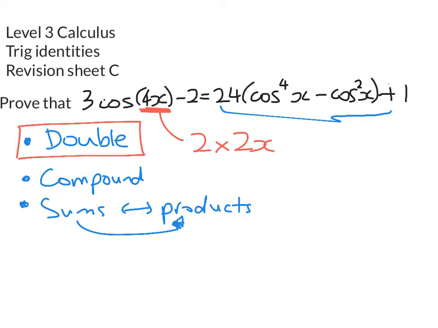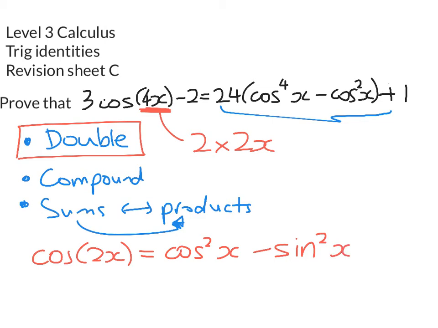Okay, so cos of 2x has got 3 versions. They'll all come in handy at different times. The first one, probably the least useful one, unless you're desperate, is cos squared x minus sine squared x. The next one is 1 minus 2 sine squared of x. And the last one is 2 cos squared of x minus 1.